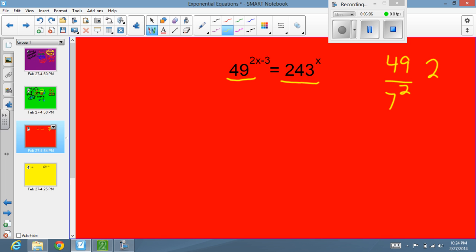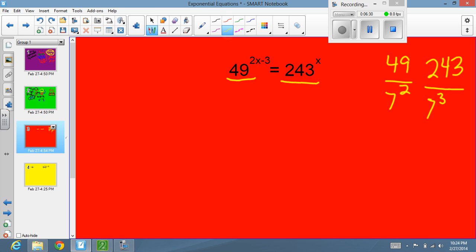So I guess the best idea would be to see if there's a way that I could do 7 to some other power that could also give me 243. And it turns out that 7 to the third power is 243. So some of this just kind of goes back to using your calculator and doing a little guessing and checking.